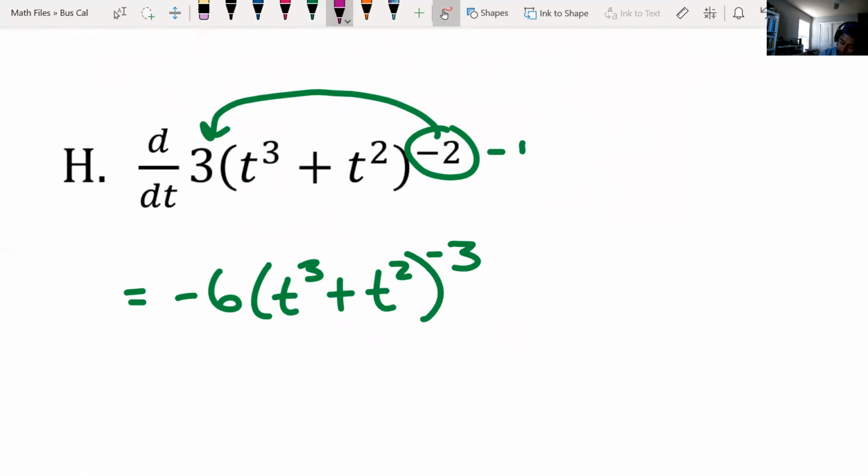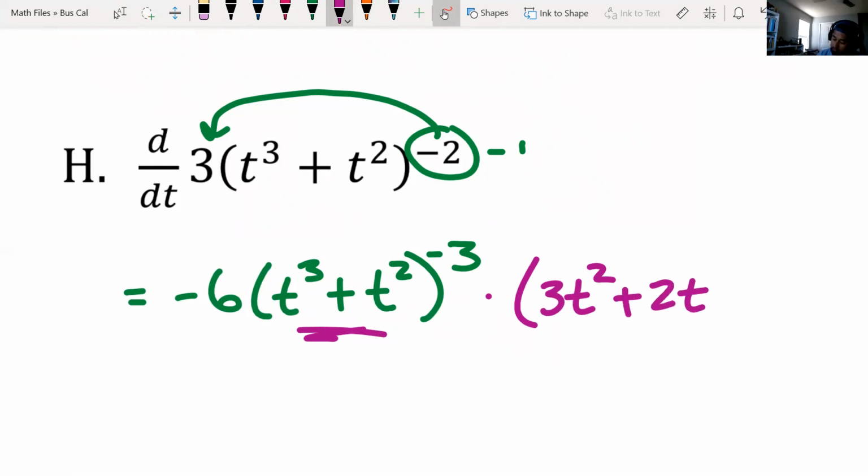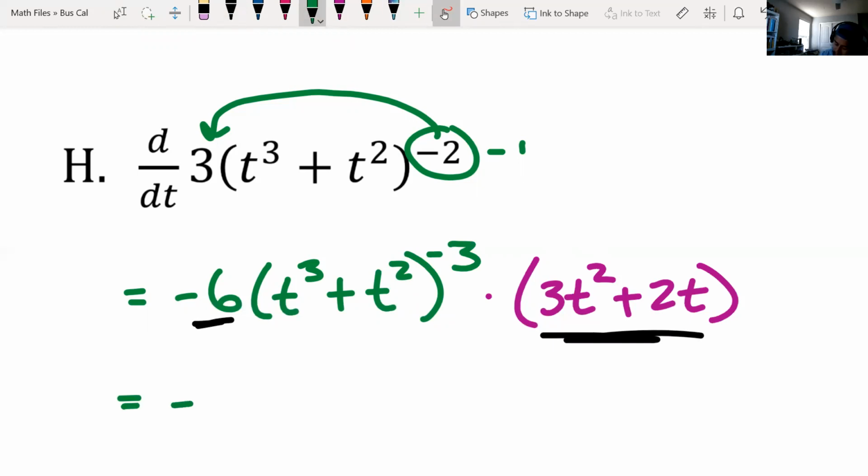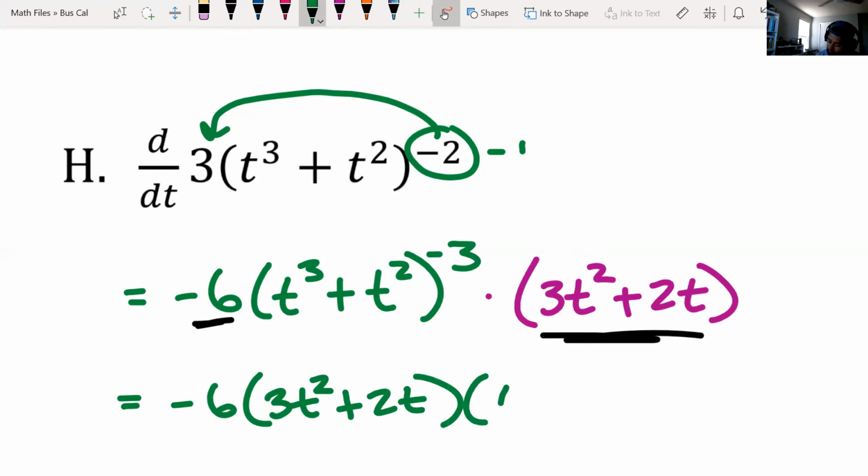Now we want to multiply it by the derivative of the inside, which is going to be 3t squared plus 2t. Clean it up, and this is 6 times that inside derivative, and I'll rewrite it as this first. Negative 6 times 3t squared plus 2t times t cubed plus t squared to the negative 3.